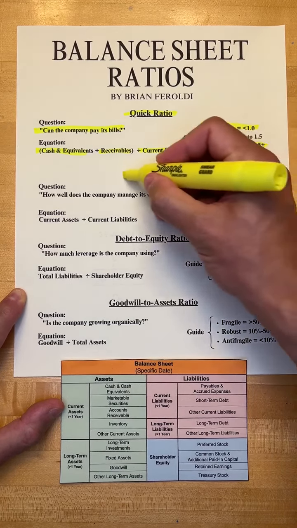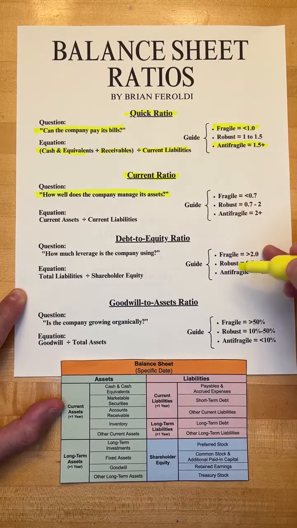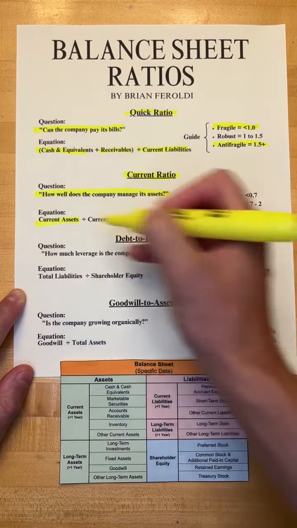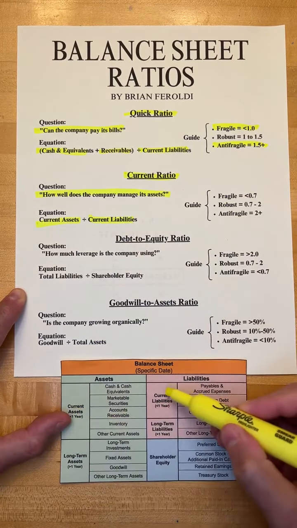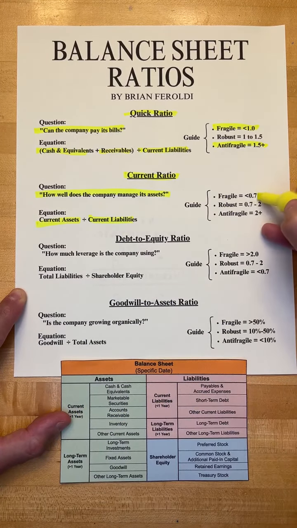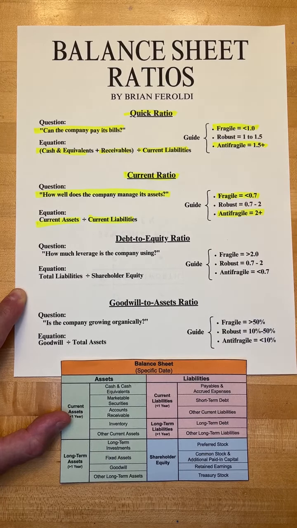Number 2 is the current ratio. This answers the question, how well does the company manage its assets? The formula here is current assets divided by current liabilities. If this number is below 0.7, that means the business is fragile. If it's over 2, that means the business is anti-fragile.